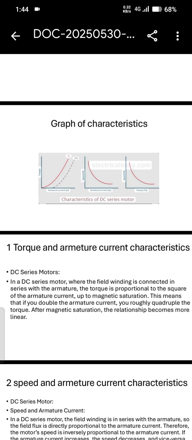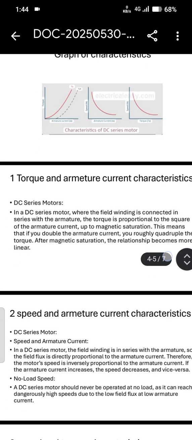So in this, the relation between torque and the armature current is: torque is proportional to the square of armature current. So when the torque doubles, the armature current gets quadrupled of its original value. So the graph is increasing type.